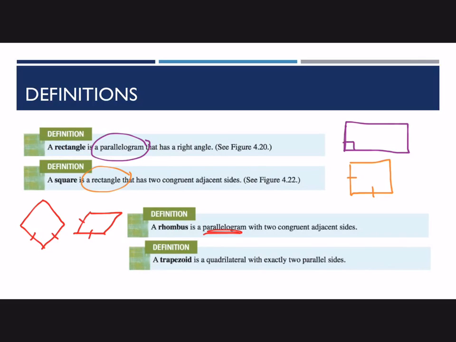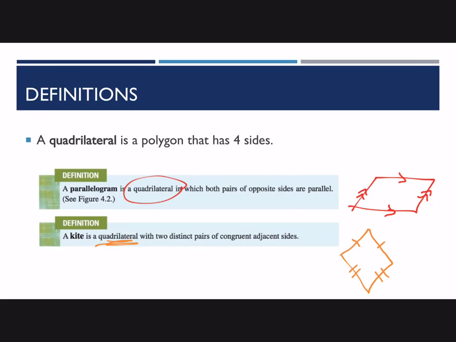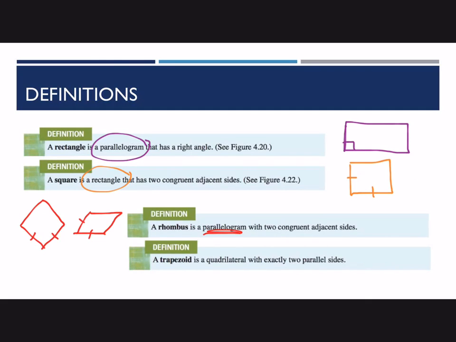Kites are not parallelograms. So if you have 2 congruent adjacent sides and not a parallelogram, that's going to fall into the kite category. But if it's also a parallelogram, then that's going to drag the other 2 sides into also being congruent. Because remember, in a parallelogram, we know that opposite sides are congruent. So the top would be congruent to the bottom here, and the right would be congruent to the left.